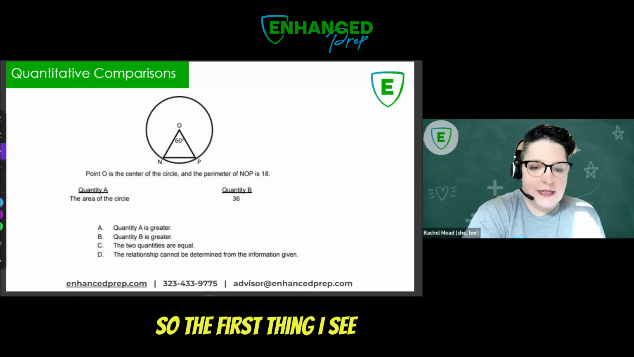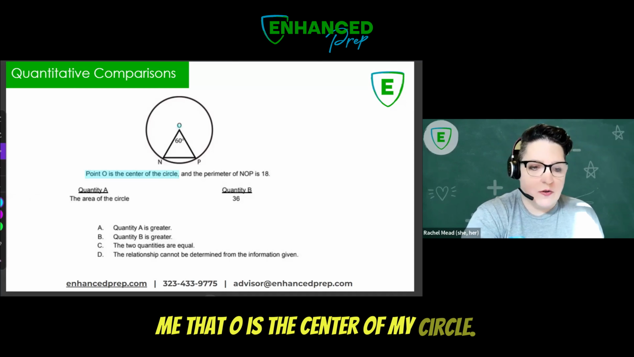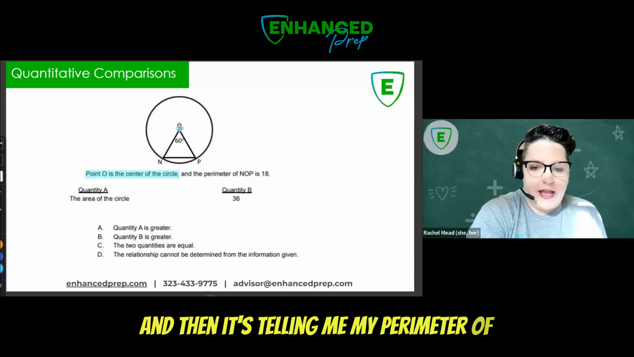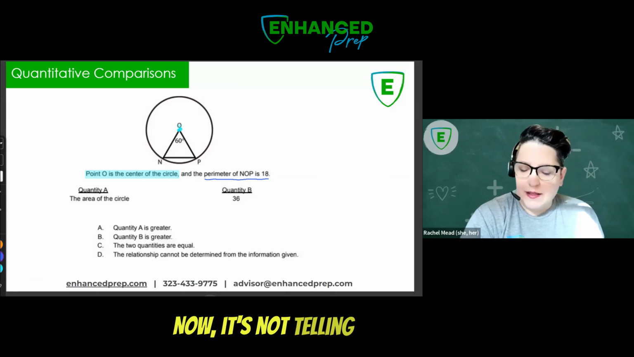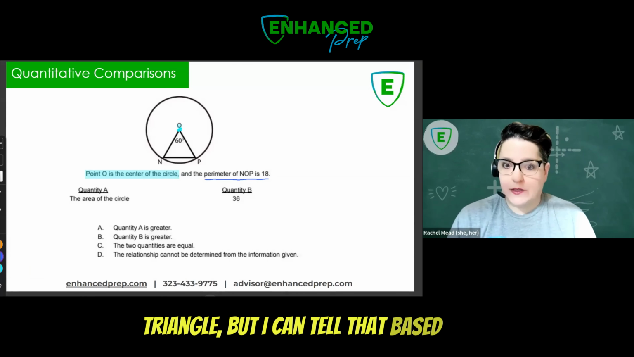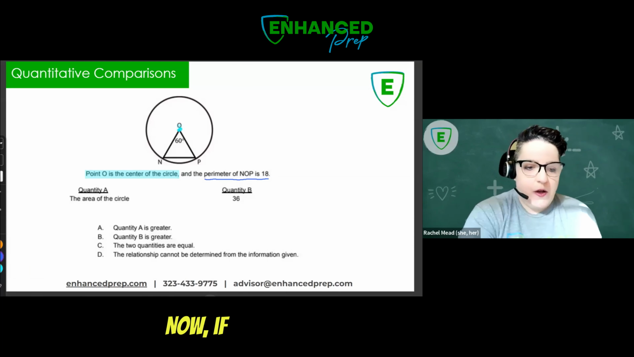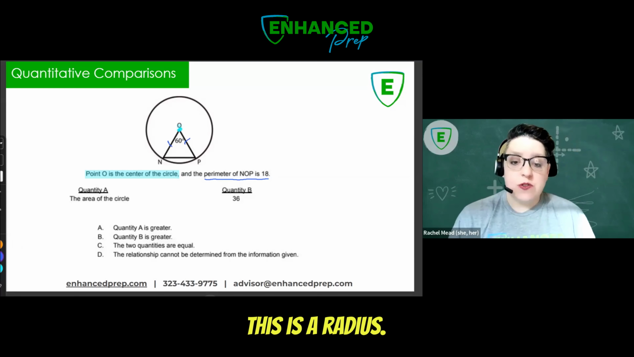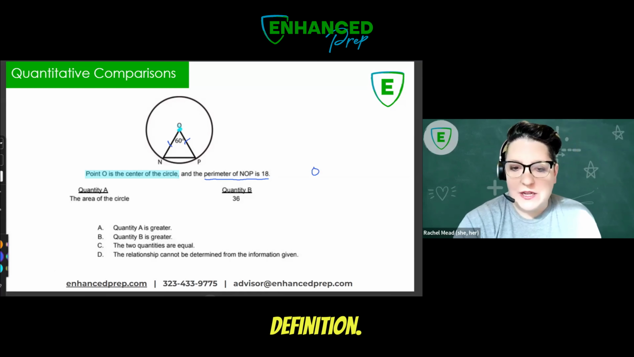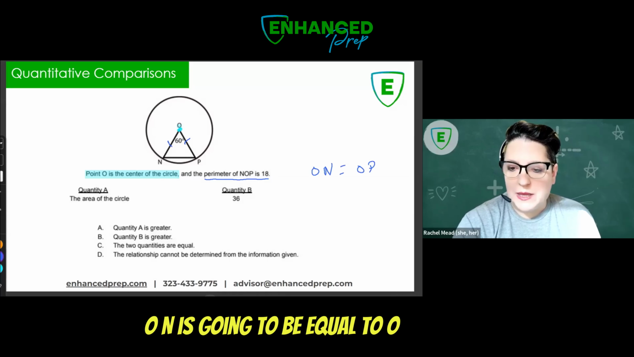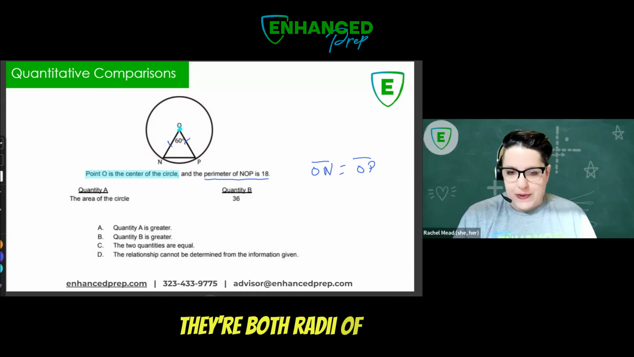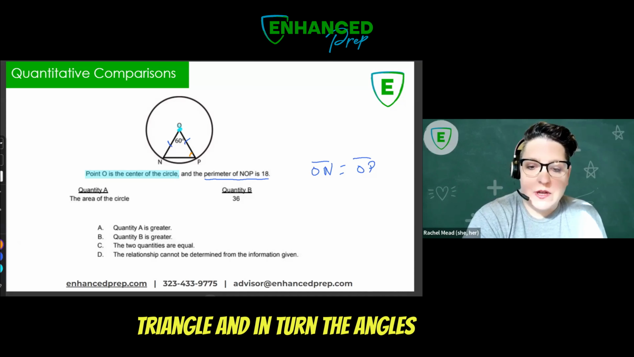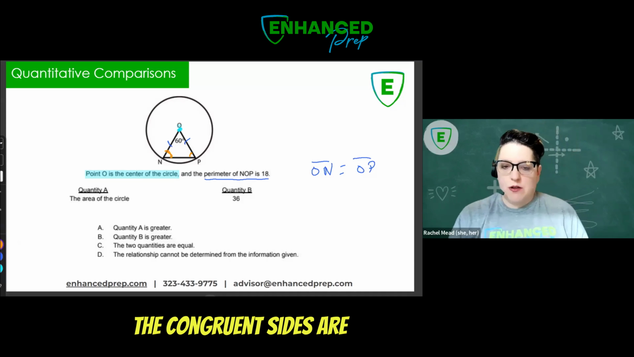So the first thing I see is it's telling me that O is the center of my circle. So I've got my point up here that is my center, and then it's telling me my perimeter of NOP is 18. Now, it's not telling me this is a triangle, but I can tell that based upon the shape that it's given. Now, if O is my center, then that's telling me that this is a radius and this is a radius. So these two pieces are equal by definition. ON is going to be equal to OP because they're both radii of my circle. That means that I have an isosceles triangle, and in turn, the angles opposite the congruent sides are also congruent.